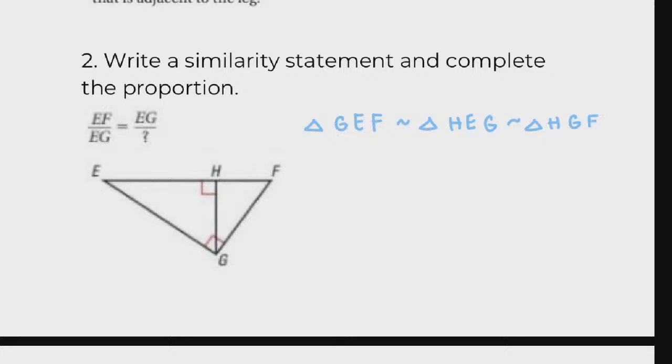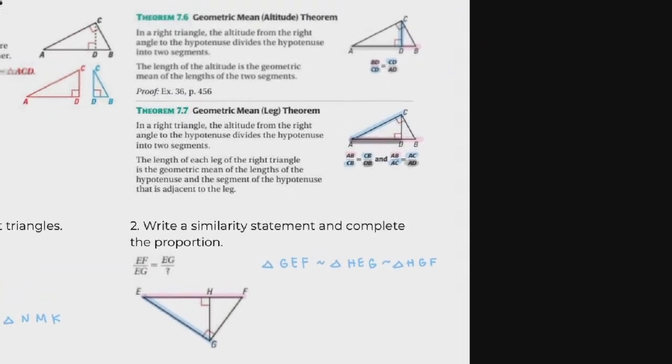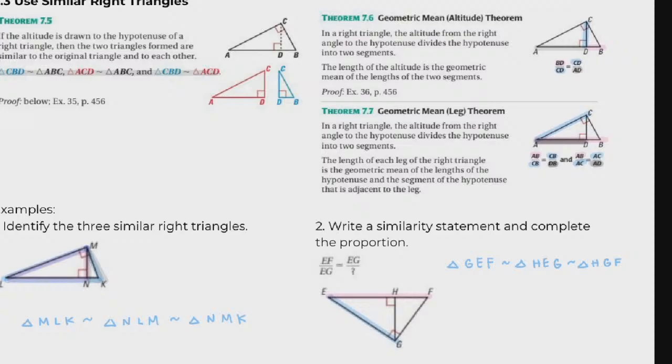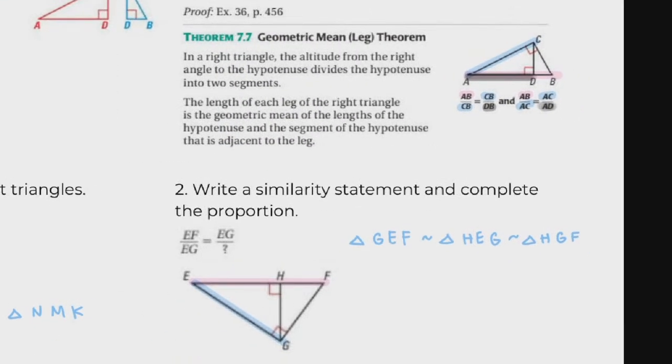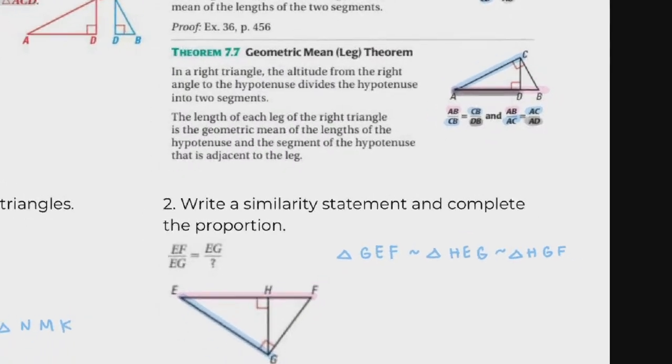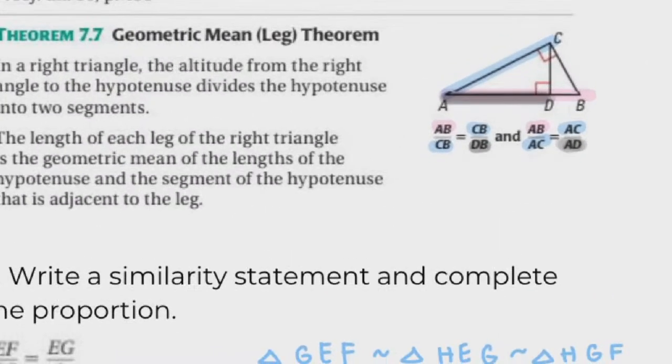Okay, so in this problem we have EF, which is this length here, over EG, which is this length here, is equal to EG over something. So if we go back to look at the proportions that we have for the theorems in theorem 7.6 and 7.7, it would be this one here, since it's not using the altitude.